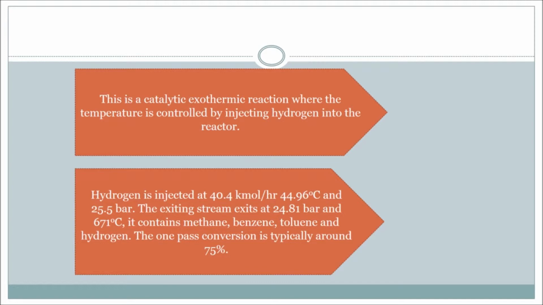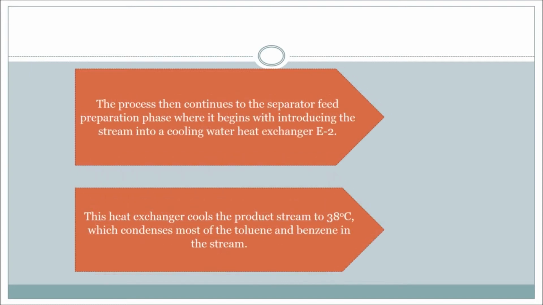This is a catalytic exothermic reaction where the temperature is controlled by injecting hydrogen into the reactor. The hydrogen is injected at 40.4 kmol per hour, 44.96 degrees Celsius, and 25.5 bar. The exiting stream exits at 24.81 bar and 671 degrees Celsius. It contains methane, benzene, toluene, and hydrogen. The one-pass conversion is typically around 75%.